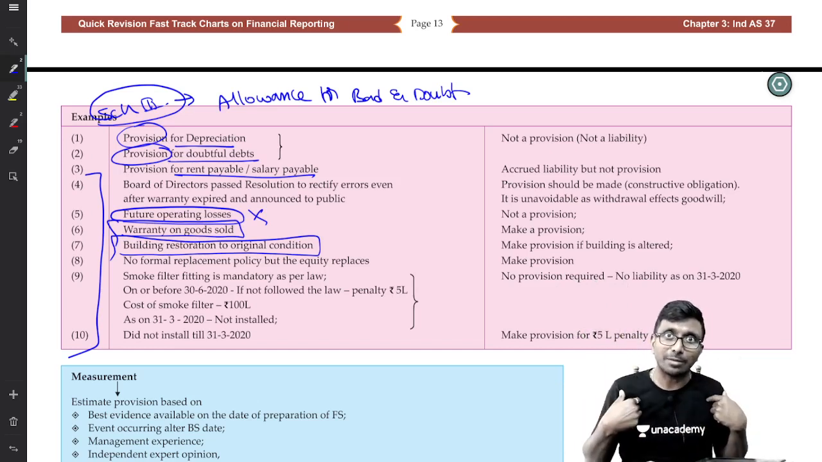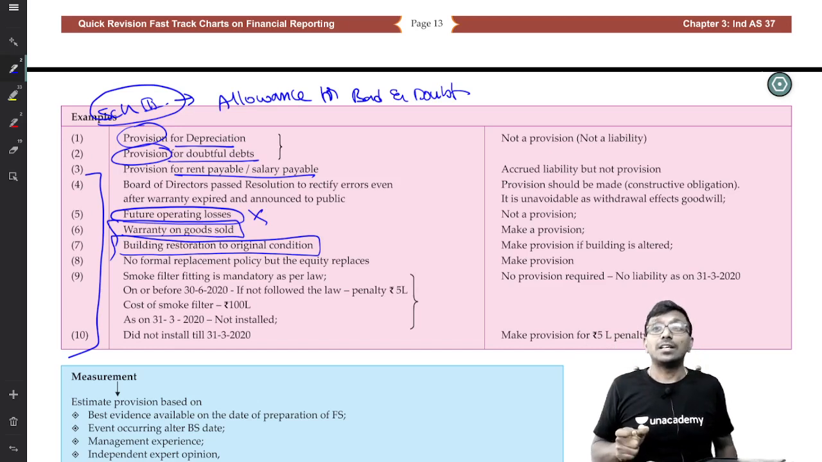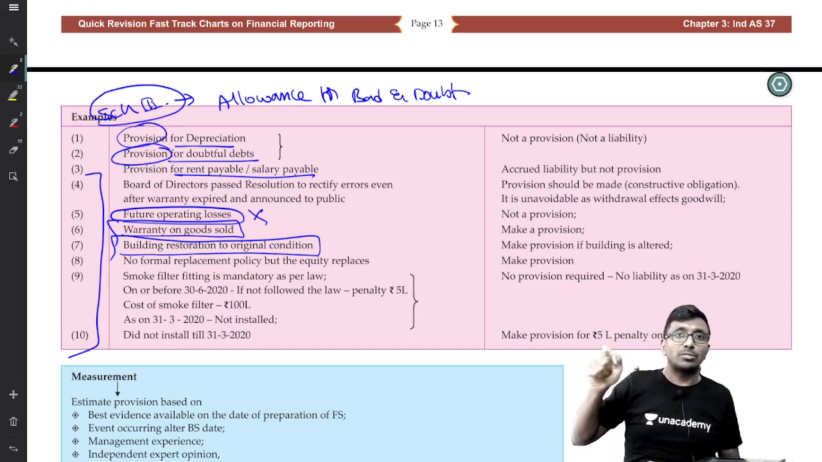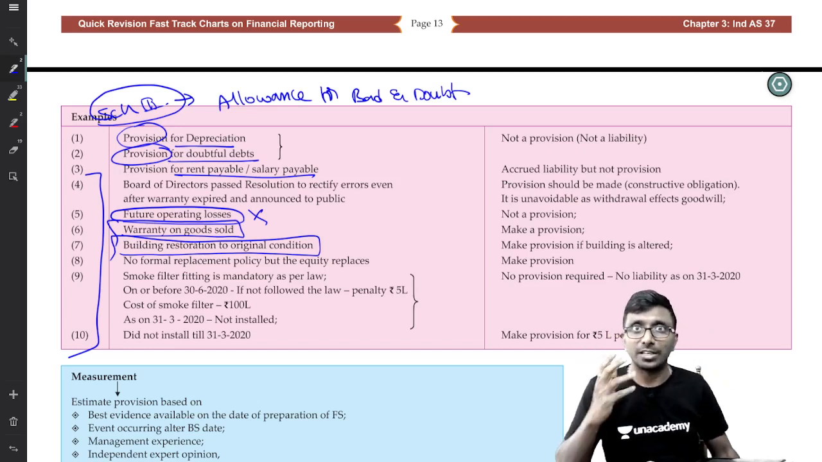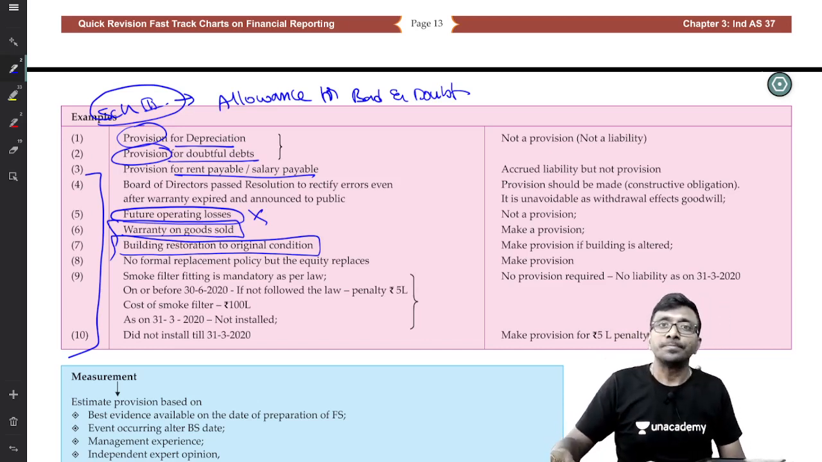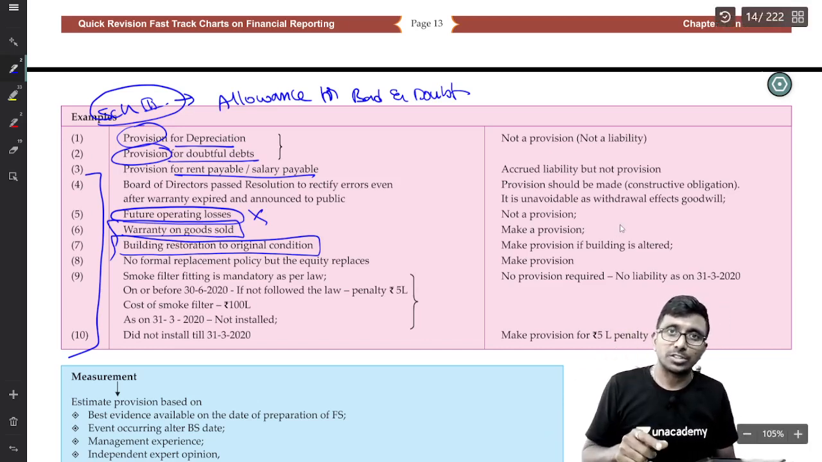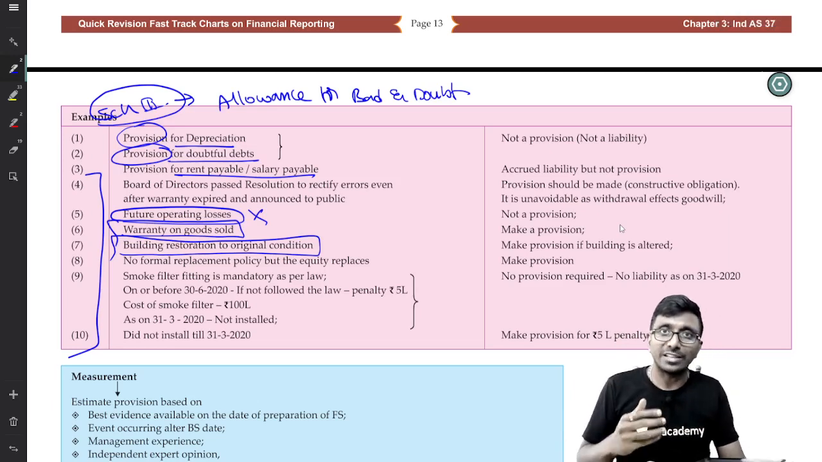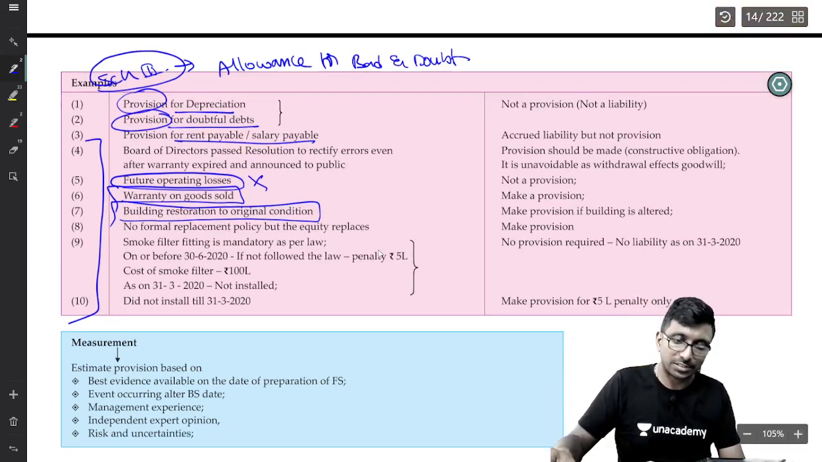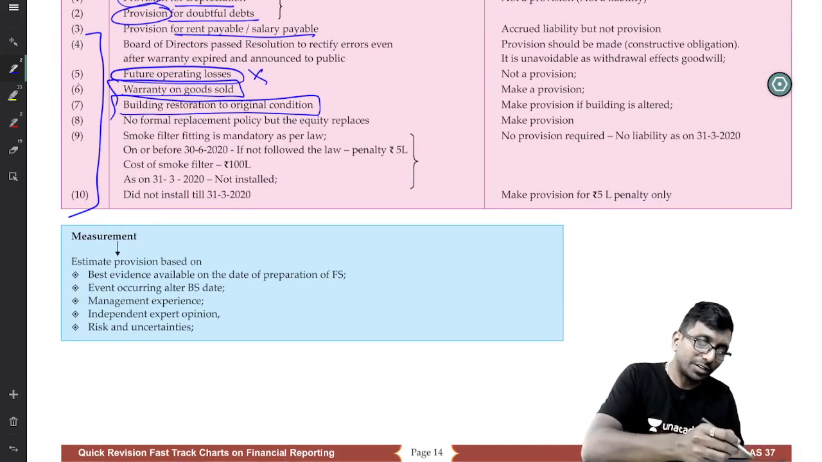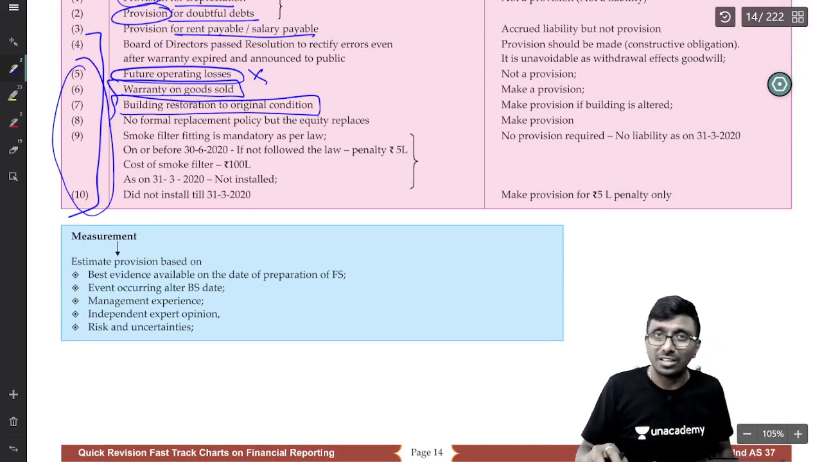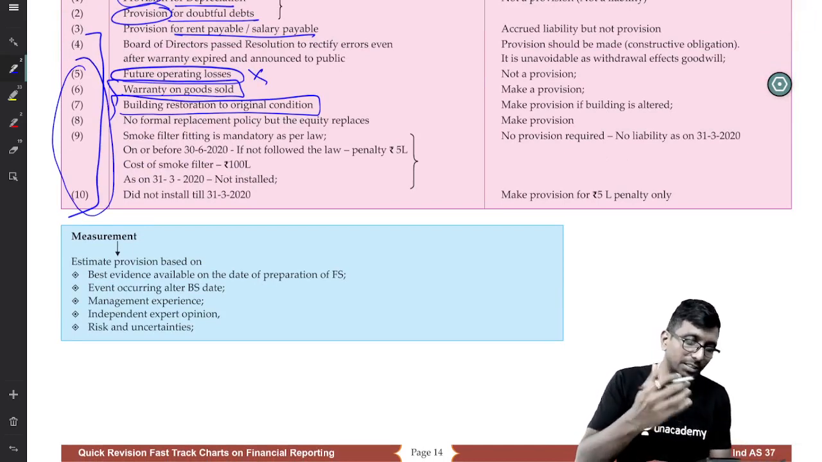So that means I have an obligation. The minute I have removed the brick, I got the obligation. That's why you are supposed to make a provision, right? And we are going to tell you that it is going to be in present value. So many examples are there. We cannot complete it if we take up every example. Let me go ahead.